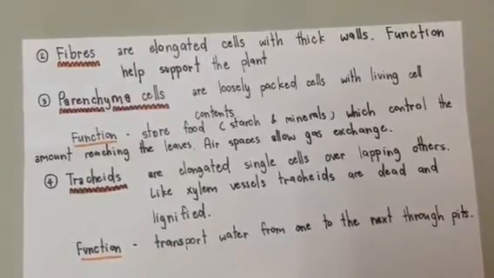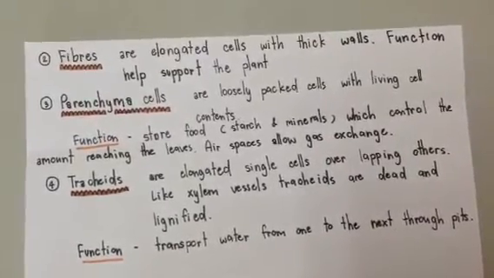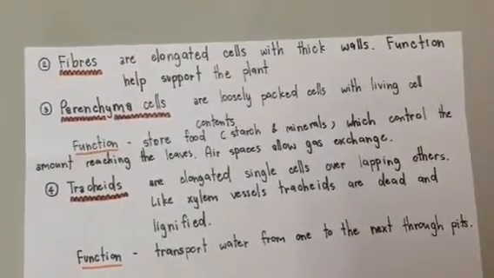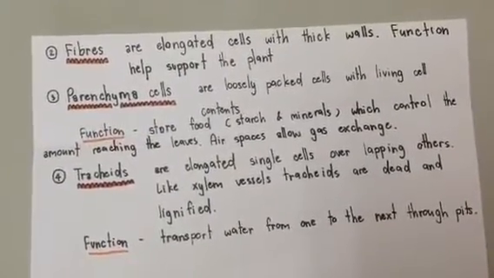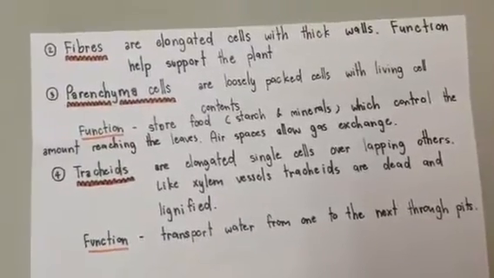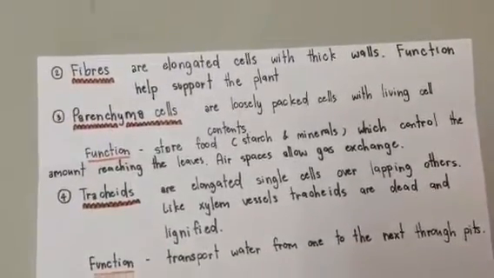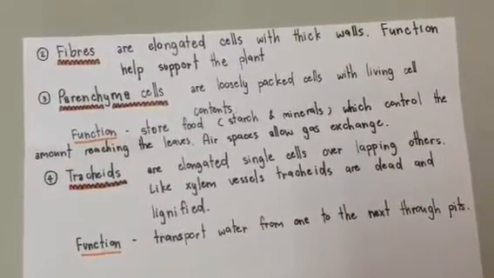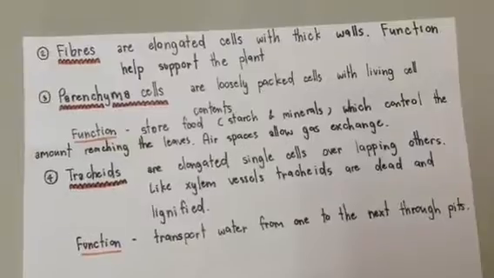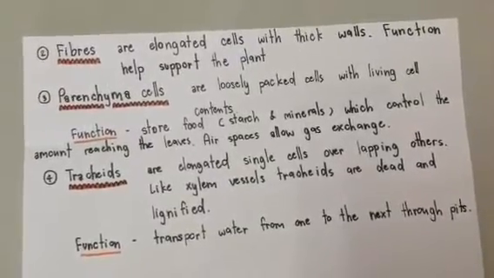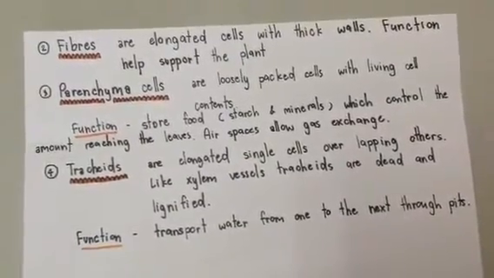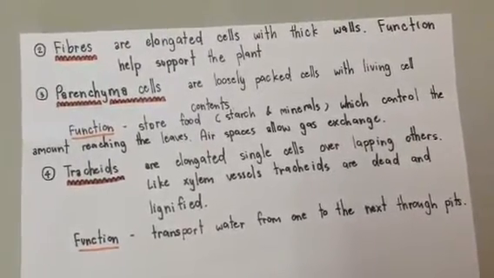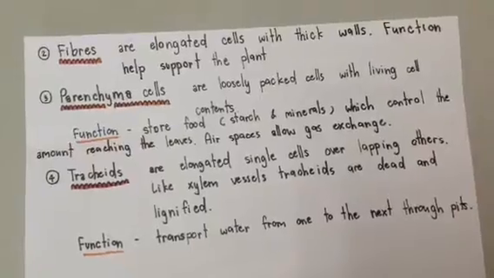Third is parenchyma cells. These are loosely packed cells with living contents. Note that parenchyma cells are the only living cells in the xylem. Its function is to store food such as starch and minerals, which control the amount reaching the leaves. And airspace between parenchyma cells allows gas exchange.